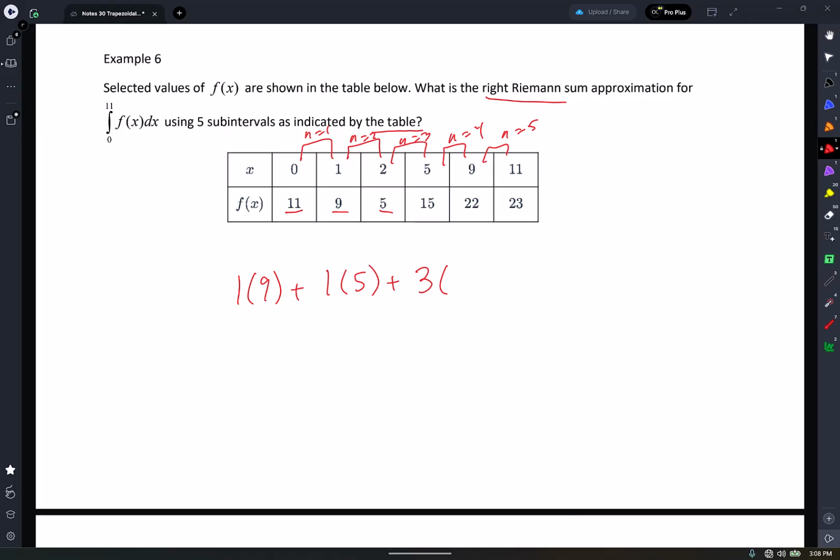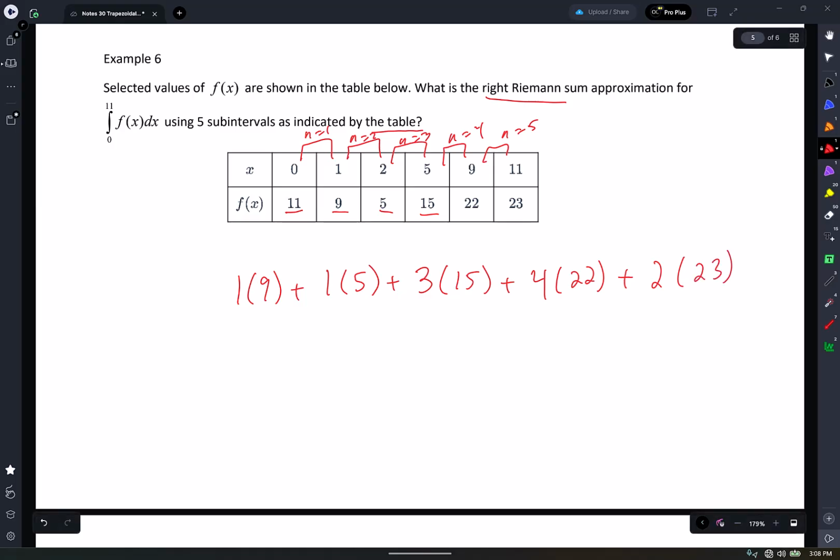3. And which one am I using? 15. What's the difference between 9 and 5? 4. Which one am I using? 15 or 22? And then the last one, what's the difference between 11 and 9? And which one am I using? And then this, I'm sure you guys can just finish.